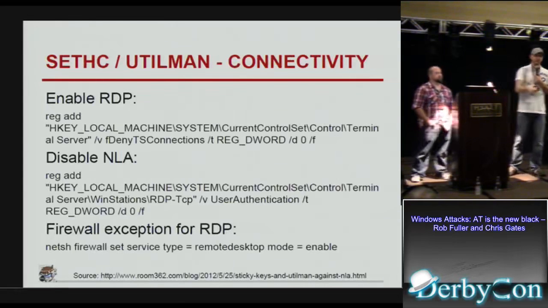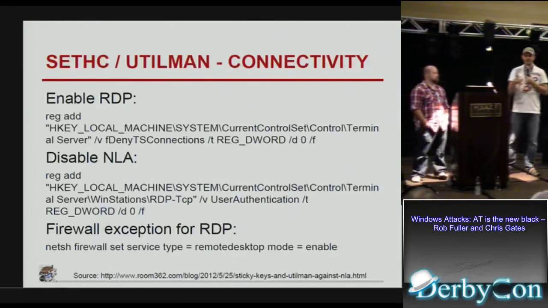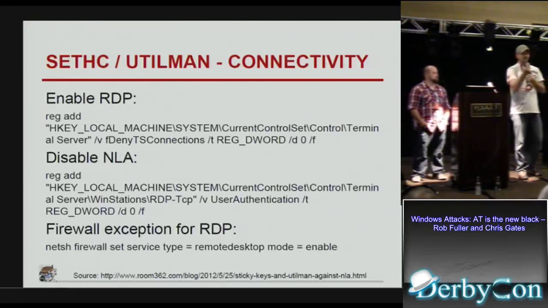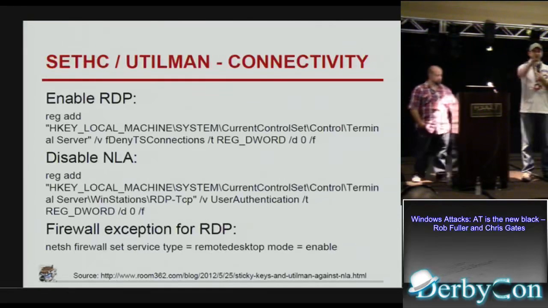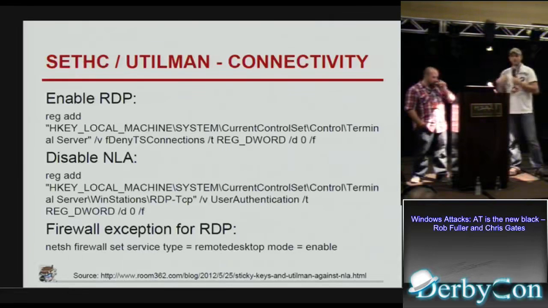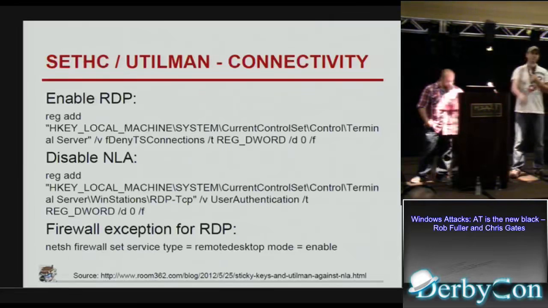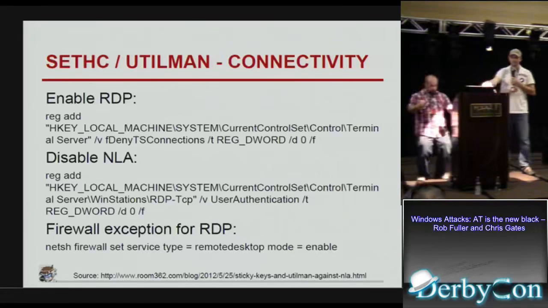So first, I want to make sure that RDP is enabled, and then I can disable NLA with a single registry key, changing it from a 1 to a 0 without reboot. So I make one registry key change, and now I don't have to authenticate. So now when I RDP to that box that I popped at one point, I hit shift 5 times, I get my shell back. Yay! And there's the firewall exception.